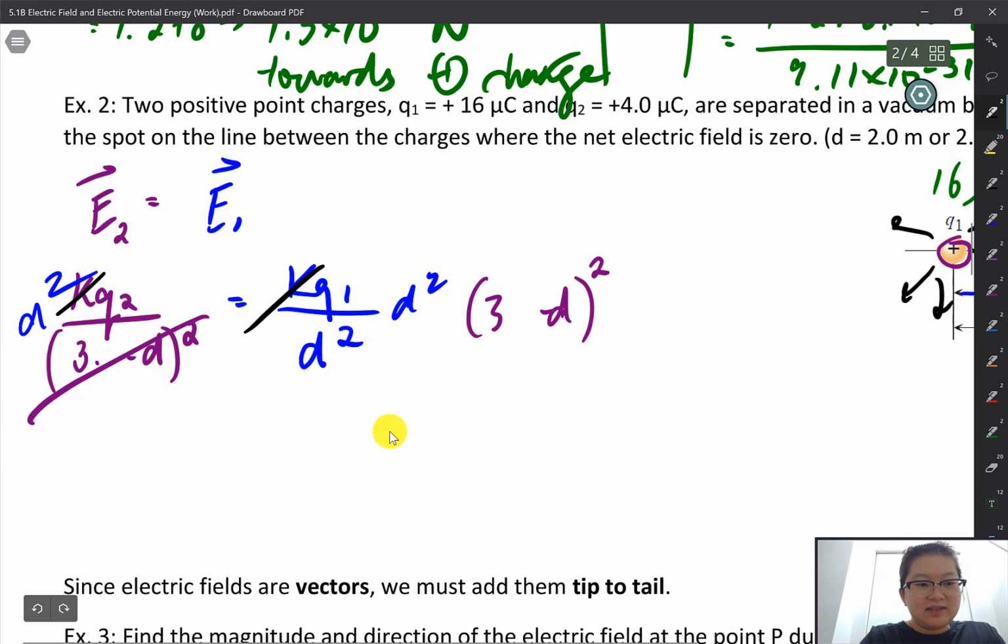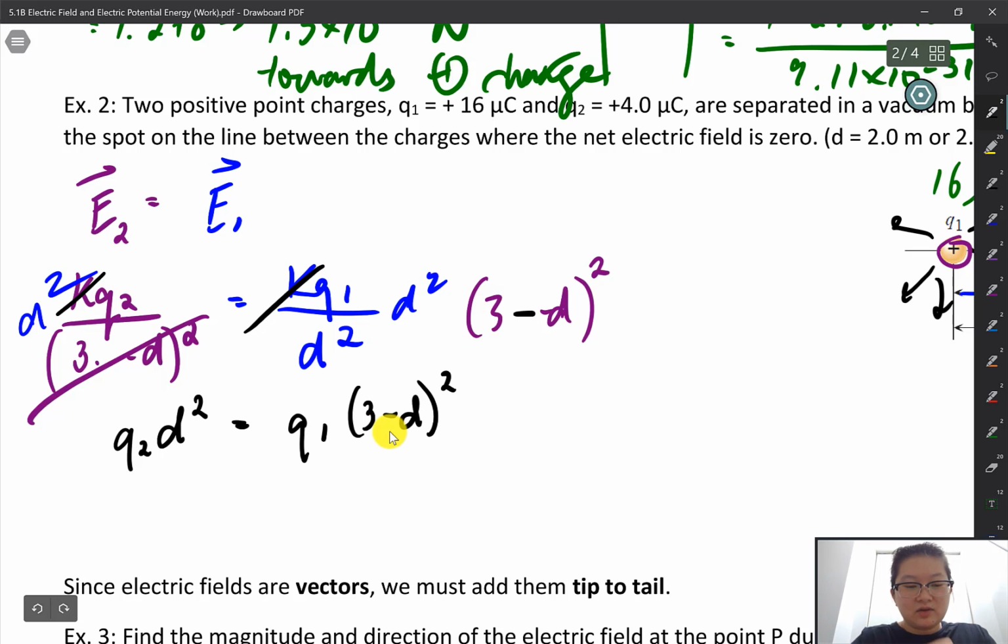Hopefully our algebra skills are functioning right now. If I rewrite this, I get q2 times d squared is equal to q1 times (3 minus d) squared. The numbers look very ugly right now. We could do some algebra here, we could solve a quadratic, but I just noticed something interesting about the numbers. So I'm just going to plug in the numbers first.